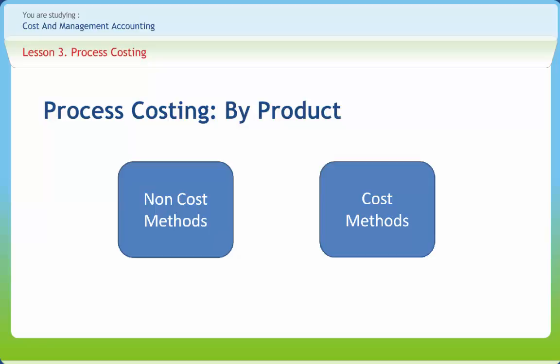Cost methods attempt to apportion some of the joint costs to byproducts. Various cost methods are opportunity or replacement cost method, standard cost method, and apportionment on a suitable basis.